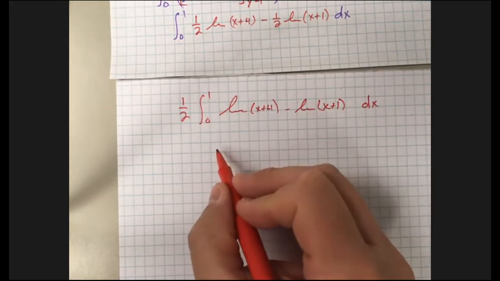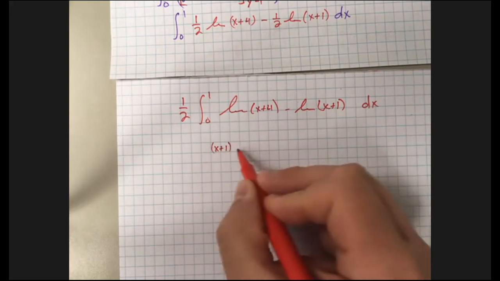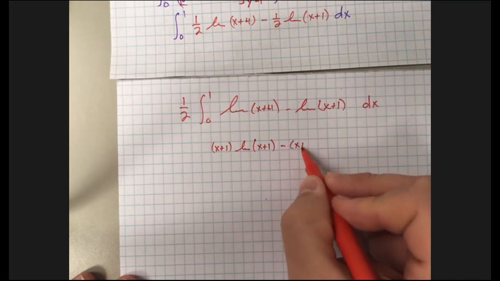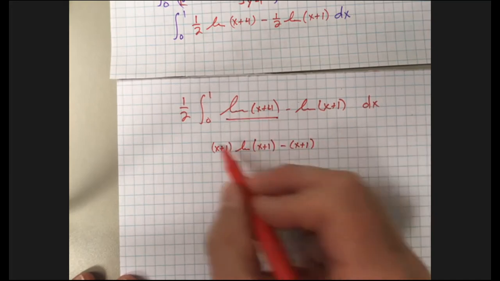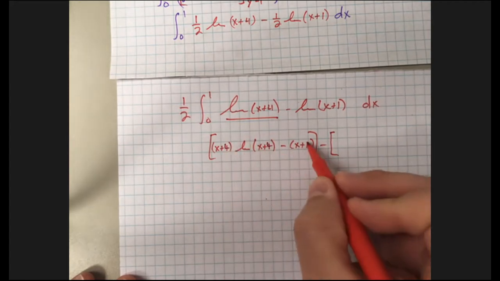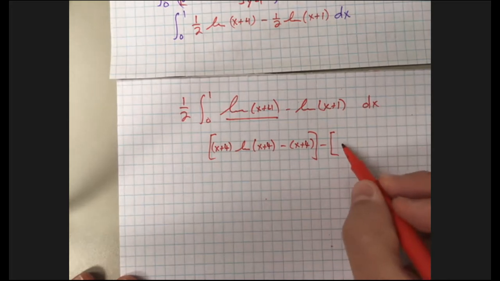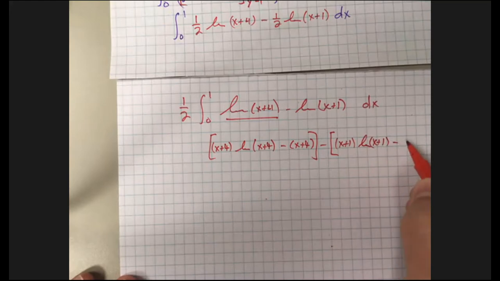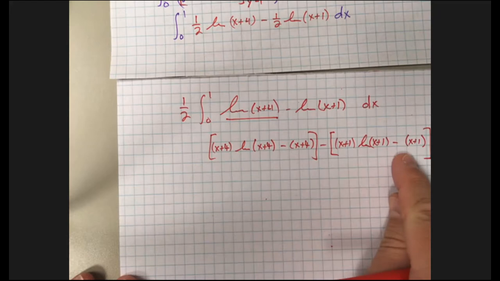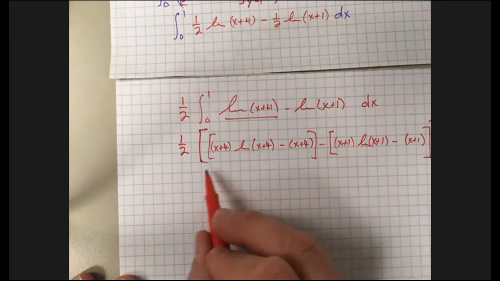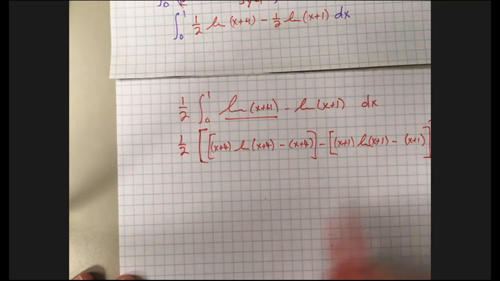And then I could integrate this as x plus 1 log x plus 1 minus x plus 1. That's that piece. Subtract. Oh, sorry. These are all 4s. Thank you. And then this is x plus 1 log x plus 1 minus x plus 1. Don't forget the 1 half that sits out in front of the whole thing. And don't forget that I have to evaluate this from x equals 0 to x equals 1.